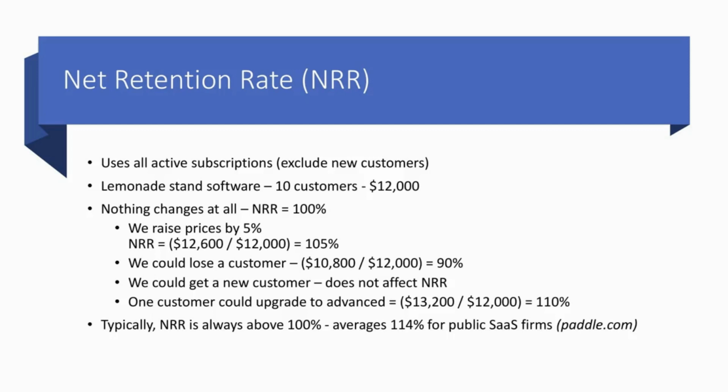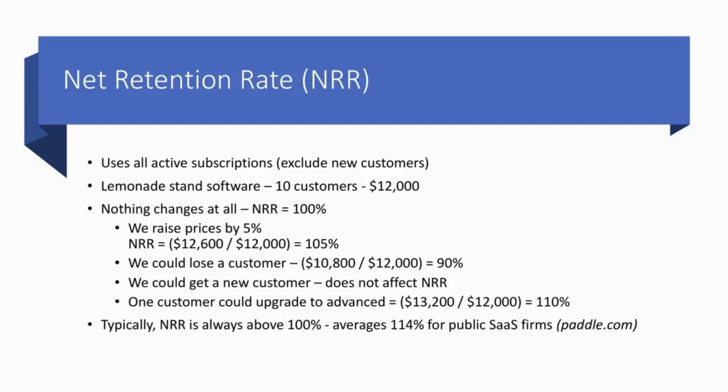We could raise prices by 5%. In that case, we're getting 105% of the money that we did last year this year. So our net retention rate has gone up. It's 105%. If we lost a customer, it would fall to 90%. We're only getting 90% of the revenue. Remember, we could get a new customer. That doesn't affect net retention rate. Net retention rate tells us how much money existing customers are paying us based on the last time frame that you're comparing it to.